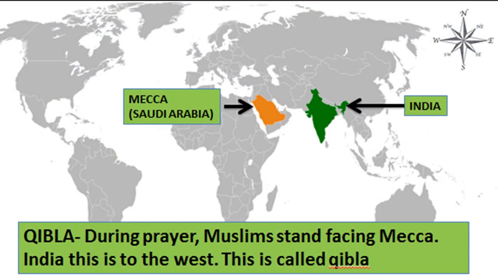कैसे? Now Mecca in Saudi Arabia, if you know, is a very holy place for Muslims. Now Mecca is to the west of India. So whenever Muslims pray, they always stand facing Mecca. That is, in India, when they pray, they always stand facing west direction. And this direction is called Qibla.